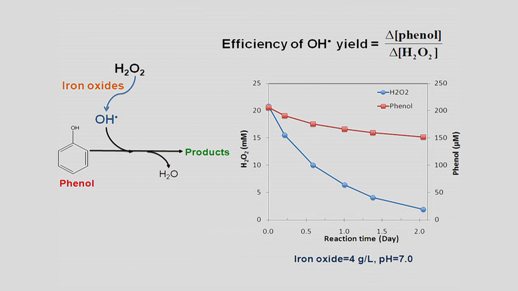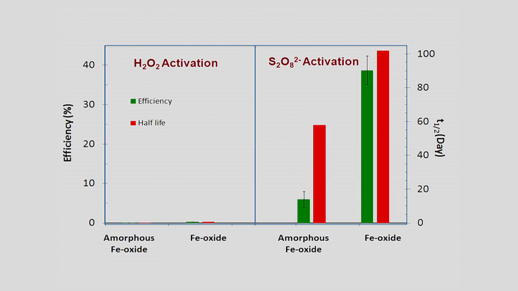Almost all the 20 millimole of hydrogen peroxide has been consumed over just 2 days instead of 30 days. And when we plot the efficiency of the hydrogen peroxide activation and sulfate radical activation systems together, we can see that the figure on the left shows the results from the hydrogen peroxide activation system. The green bars indicate the efficiency of the system. For hydrogen peroxide activation, the efficiency is very small. It's less than 1% for both amorphous iron oxide and crystallized iron oxide.